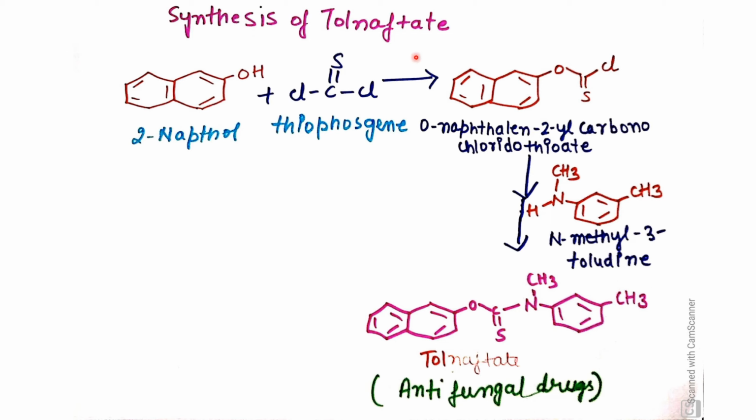Synthesis of tolnaftate. For the synthesis of tolnaftate, we need 2-naphthol and thiophosgene. 2-naphthol and thiophosgene, they will fuse together to form naphthalen-2-yl carbonochloridothioate. In the presence of N-methyl 3-toluidine, tolnaftate is formed. This tolnaftate is a strong antifungal drug.